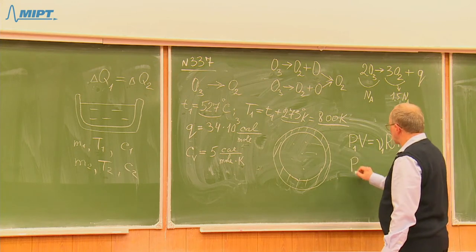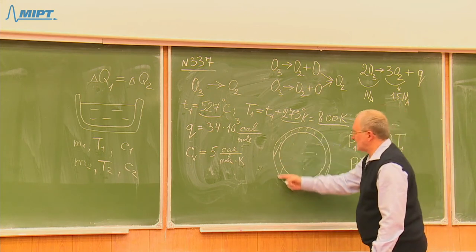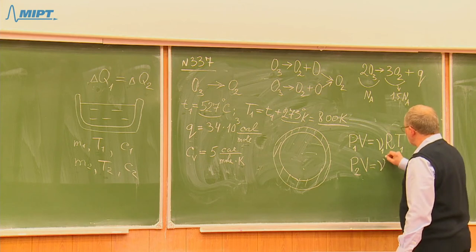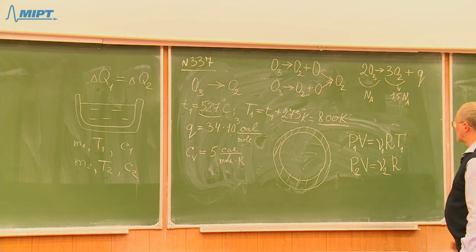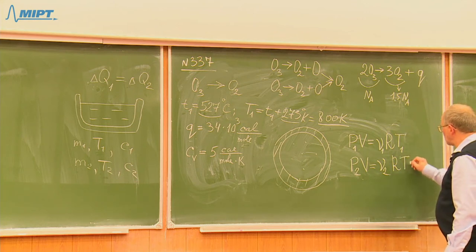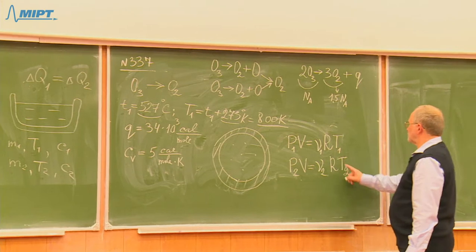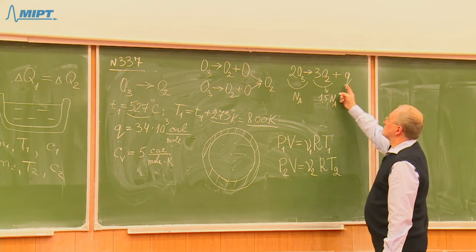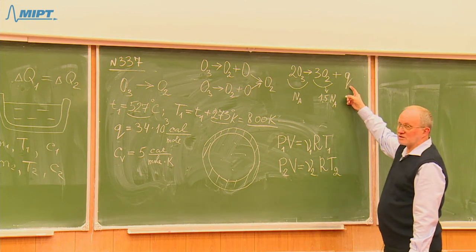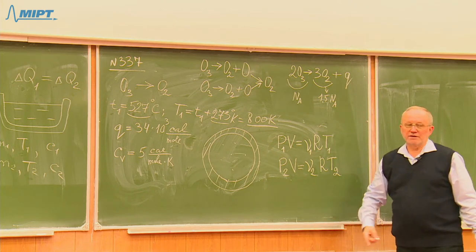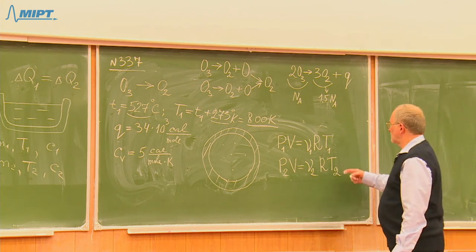But finally, when ozone turned into oxygen, pressure changed. The volume did not change. The volume of the vessel remained the same. The number of moles changed. Now it's nu 2. Universal gas constant remains the same because it's constant. And temperature also changes. Why does this temperature change? Because some heat energy is released in this reaction. The reaction is called exothermal because the heat energy is released. So temperature will be different. The temperature of oxygen will be different.